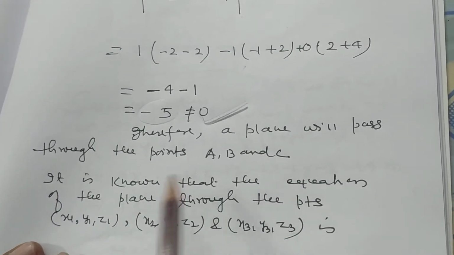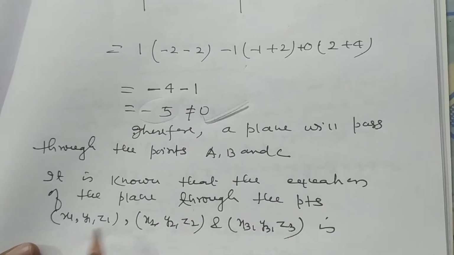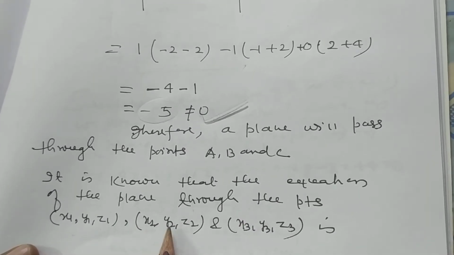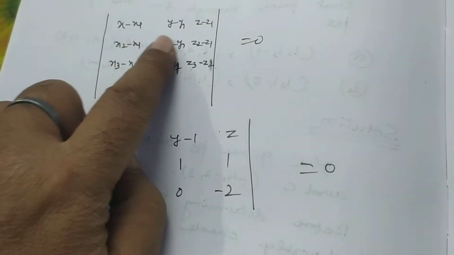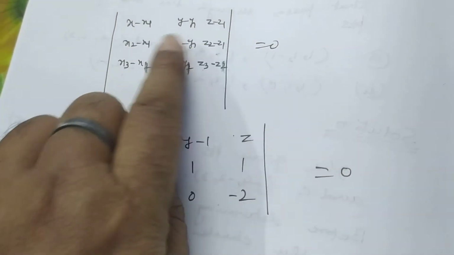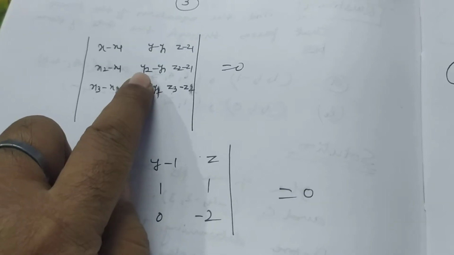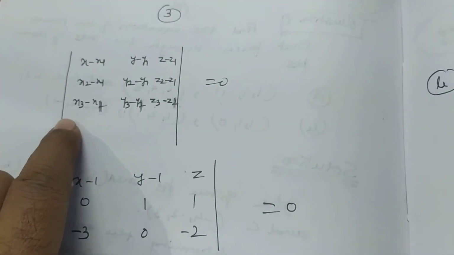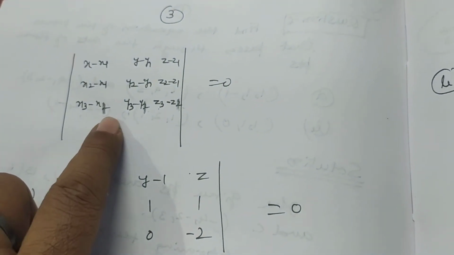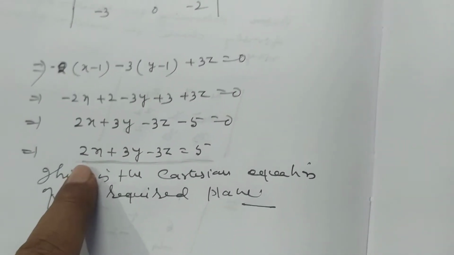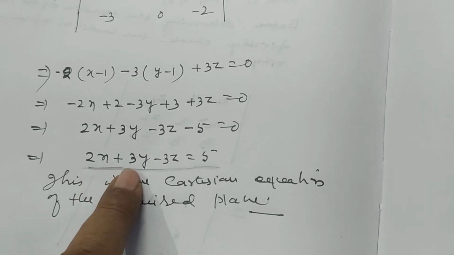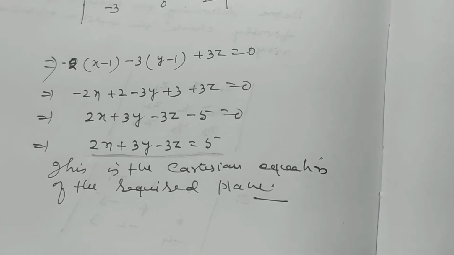It is known that the equation of the plane through the points x1, y1, z1 and x2, y2, z2 and x3, y3, z3 is, as we have already discussed earlier, the determinant with rows x minus x1, y minus y1, z minus z1; x2 minus x1, y2 minus y1, z2 minus z1; x3 minus x1, y3 minus y1, z3 minus z1. After solving it, we get the equation 2x plus 3y minus 3z is equal to 5. This is the Cartesian equation of the required plane.